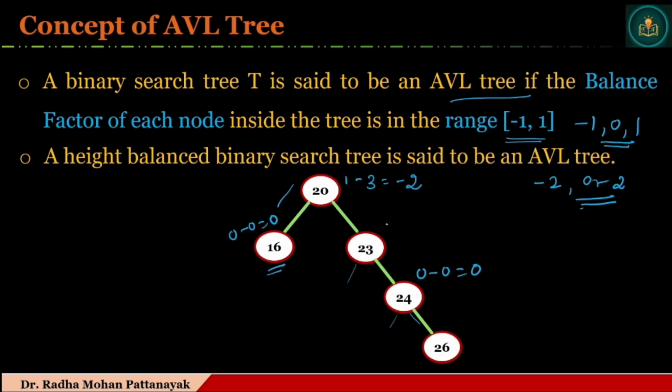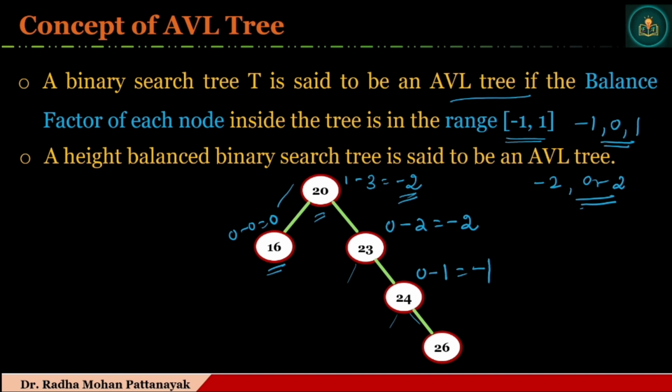What is the new balance factor of 23? That is 0 minus 2 equals -2. Why -2? Because right height equals 2. Similarly, what is the new balance factor of 24? 0 minus 1, that is -1. Clear? After insertion of 26, if you observe now, the balance factor of 20 got imbalanced. How? Because the balance factor of 20 exceeds its range, that is -2. Hence, that is called an imbalanced node. That type of imbalanced node is not possible inside the AVL tree.